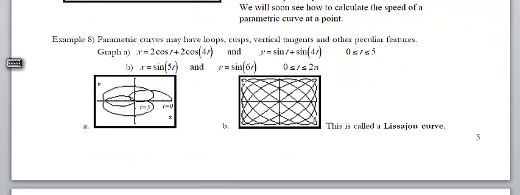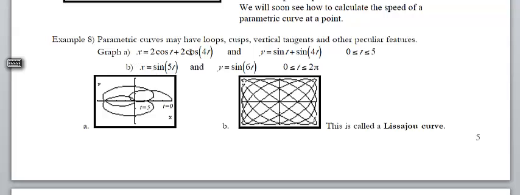So let's talk about what we can do on our calculator. If I had a parametric equation like x equals 2 cosine t plus 2 cosine 4t, and then y equals sine t plus sine of 4t. So they got the graphs here for us, and then the second one's pretty cool. It's called a Lissajous curve. That's kind of a tricky thing to graph by hand.